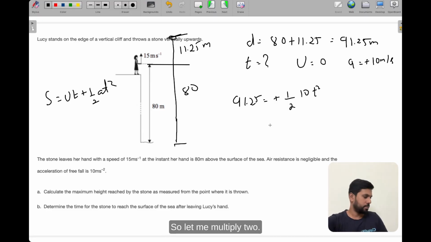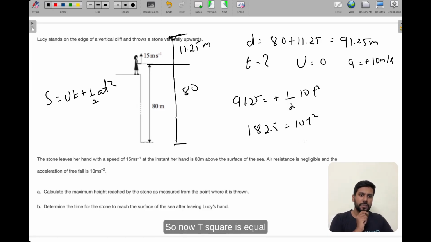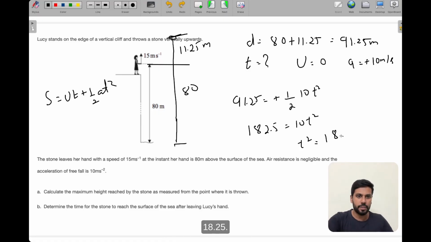So let me multiply by 2. So I'll be getting approximately 182.5 is equal to 10 t square. So now t square is equal to 18.25, because 10 is gone there. t square is equal to 18.25.